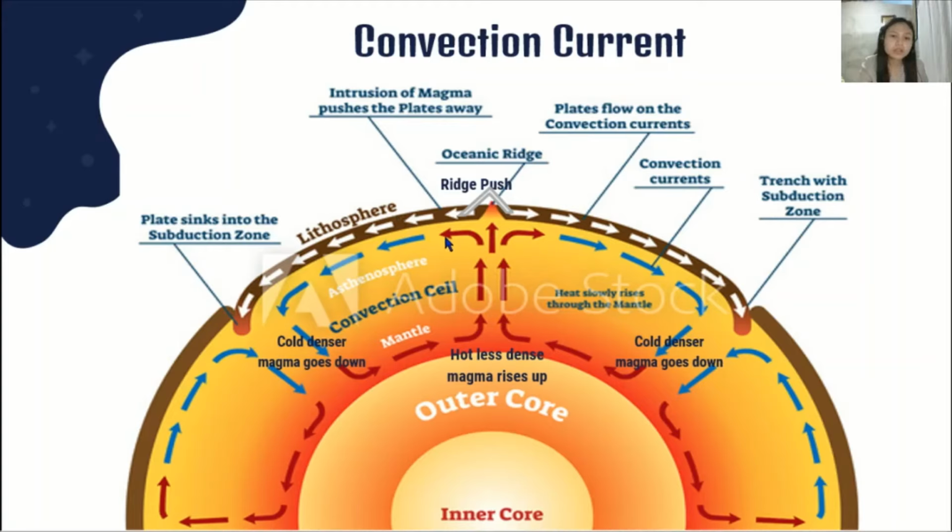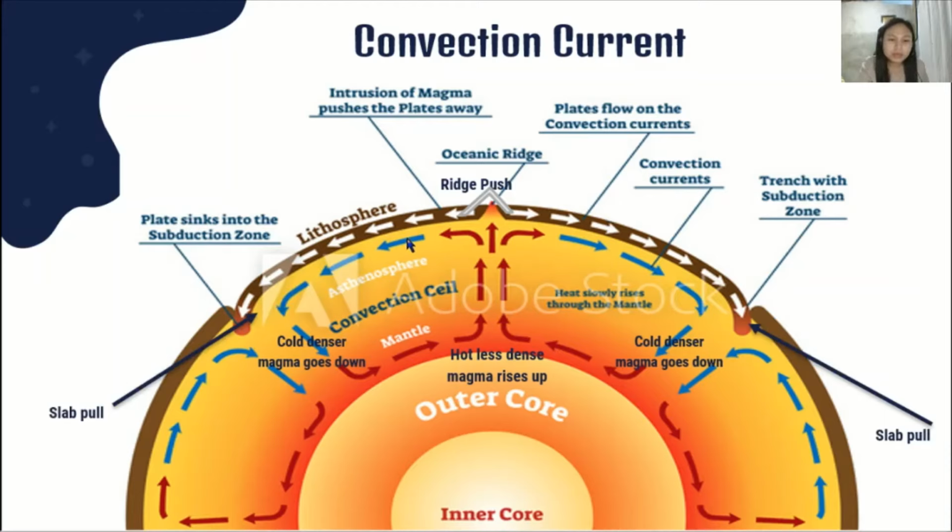So when the magma reaches the upper mantle, it will lose its energy because it is away from the outer core. It loses its energy and heat. That's why it becomes cold and denser. And the cold, denser magma goes down. Same here, it goes down and it moves the lithosphere above it with it. That is why we have a process called slab pull.